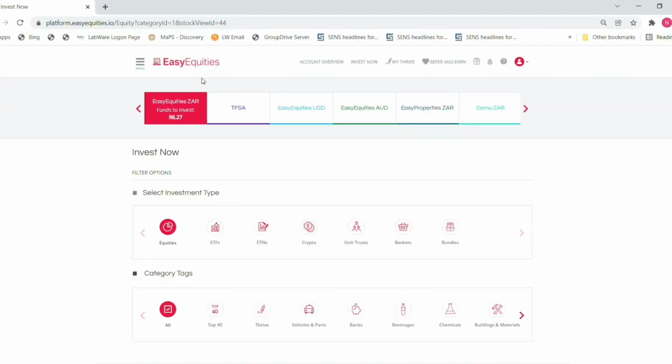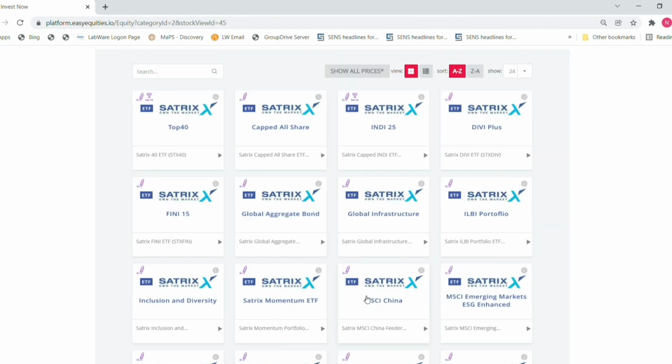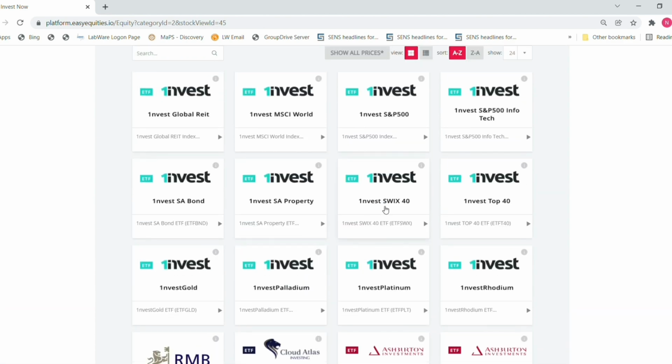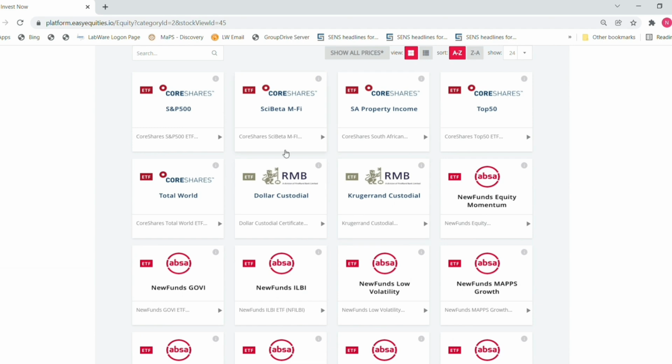I just want to show you the difference between ETFs as well as unit trusts. So as you know, on Easy Equities, you can buy ETFs or unit trusts. So let me click on ETFs. And these are the ETFs that are available. So Satrix, go to page 2, One Invest, Ashburton, CoreShares, and on and on.